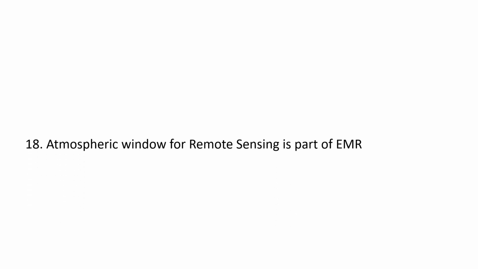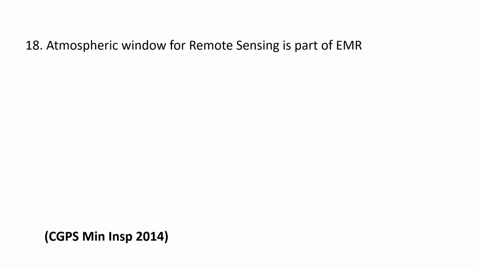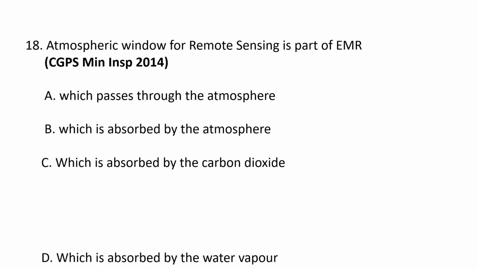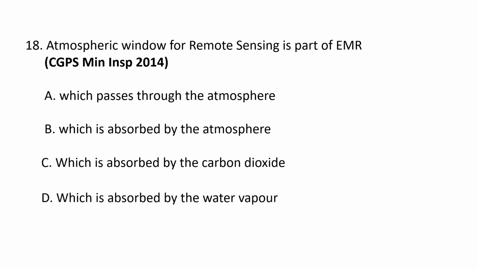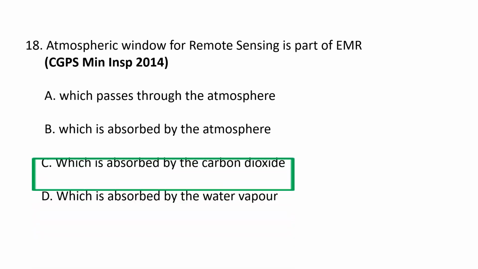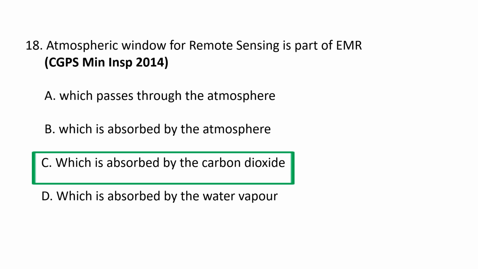Next question. Atmospheric window for remote sensing is part of EMR. A. Which passes through the atmosphere. B. Which is absorbed by the atmosphere. C. Which is absorbed by the carbon dioxide. D. Which is absorbed by the water vapor. The correct option is C, which is absorbed by the carbon dioxide.